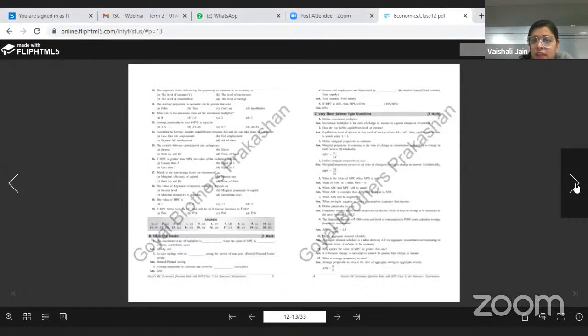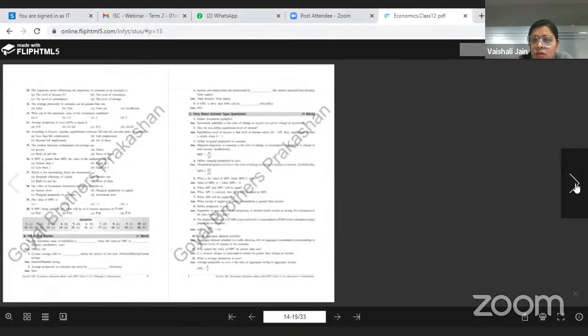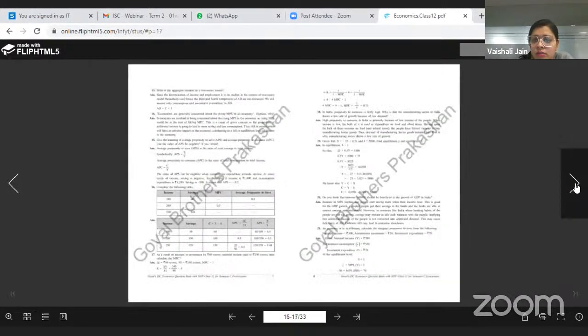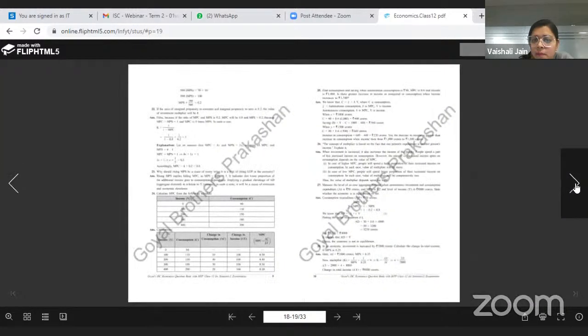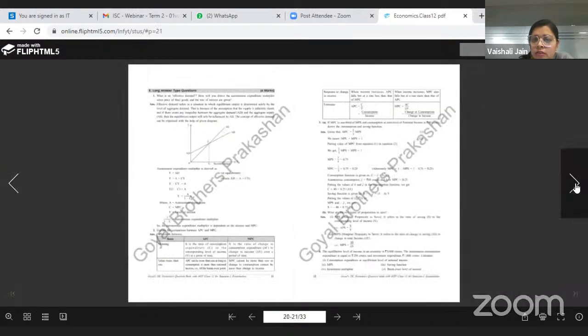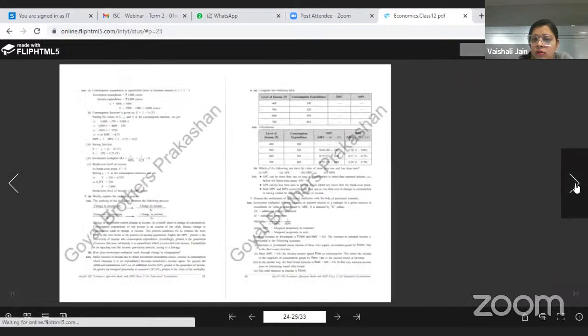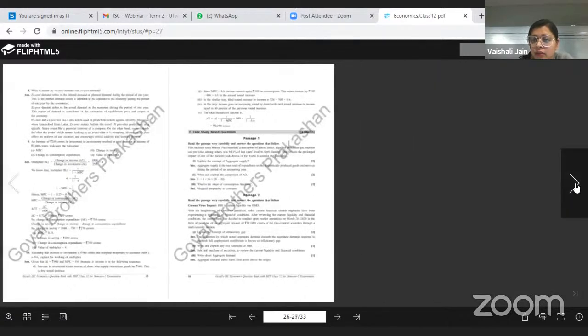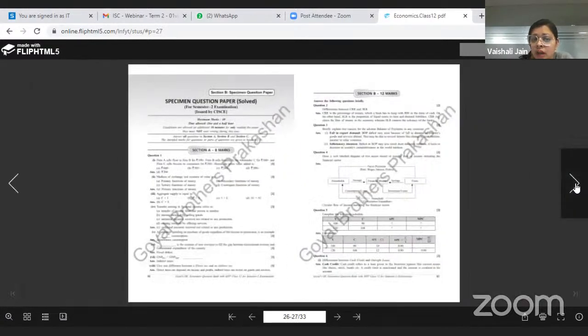1 markers, fill in the blanks, very short one-liner questions, 2 markers, 4 markers. So all the variety of questions are there over here. Numericals, short, long, case study based questions, with a similar approach, 1, 2 and 1 marks, 2, 1, 1. So this is there for each chapter.